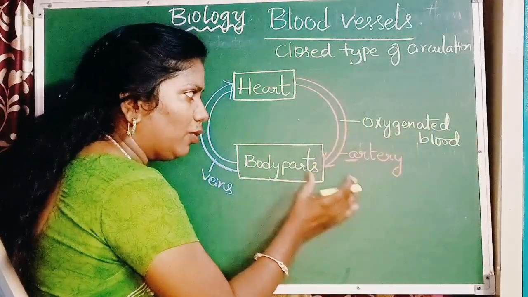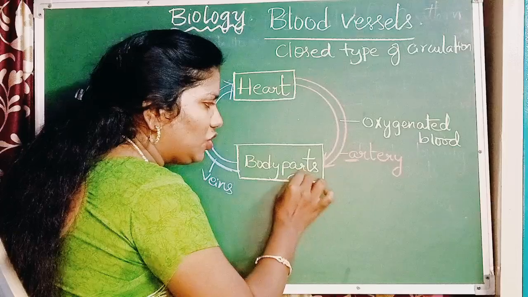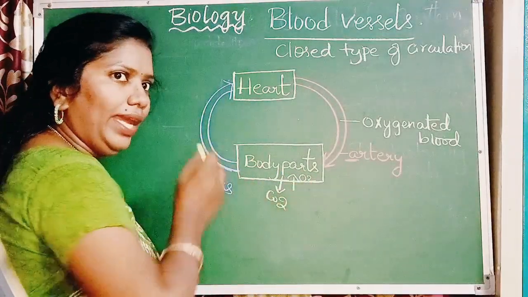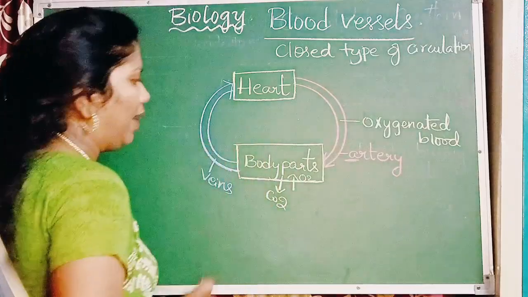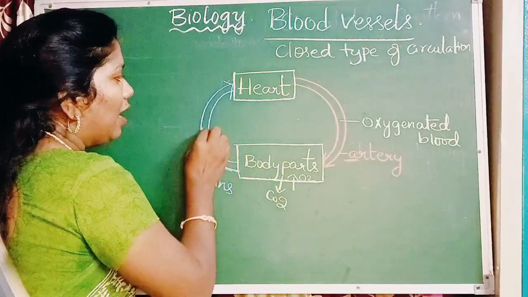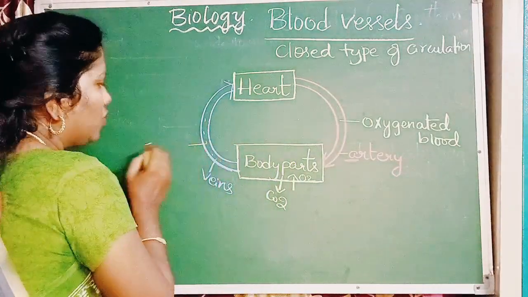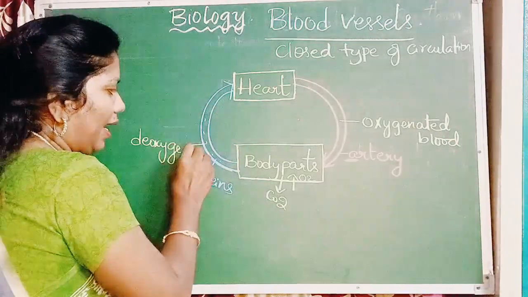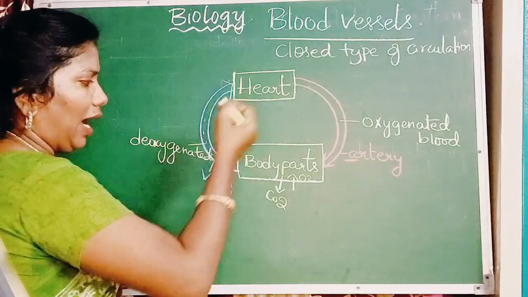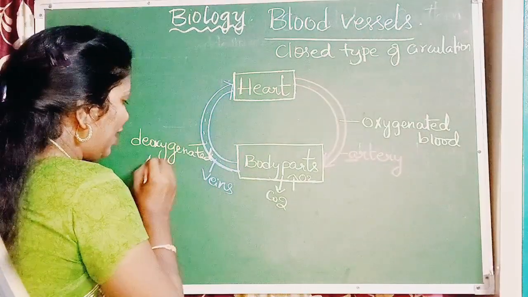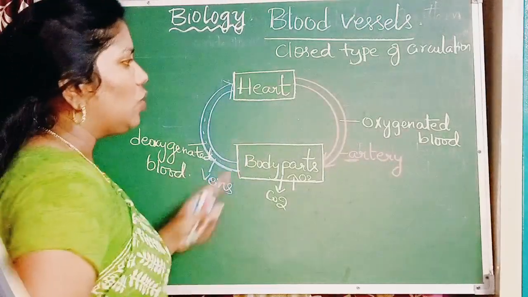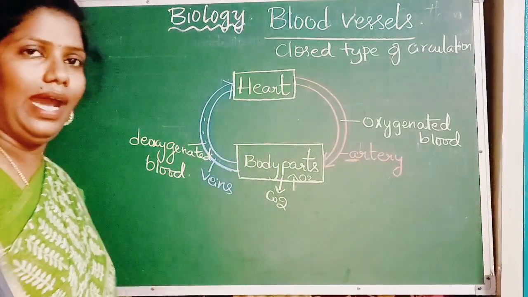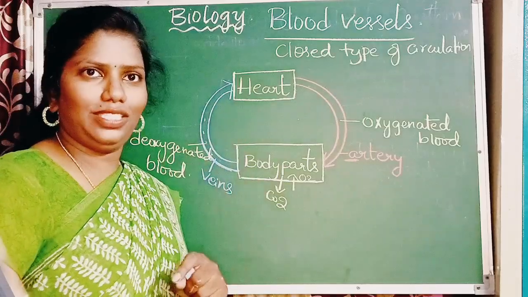This oxygenated blood goes to the body parts, exchange takes place, and carbon dioxide-rich blood is returned to the veins. They are collecting the blood. Which blood is being carried here? Carbon dioxide blood is being carried, so it is called deoxygenated blood. Deoxygenated blood is pumped back to the heart by the veins. So arteries carry oxygenated blood and veins bring deoxygenated blood from the body parts to the heart.